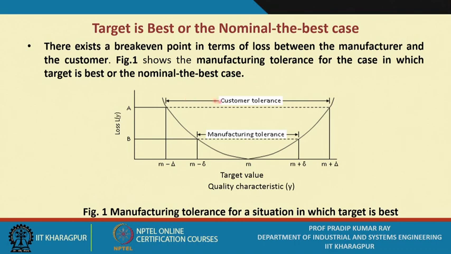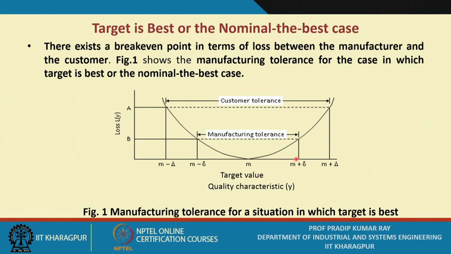So you, as a designer, specify this customer tolerance. Now you also try to define the manufacturing tolerance. What is the manufacturing tolerance? At a distance of plus small delta from the nominal value m, you have m plus small delta, which is the upper manufacturing tolerance, and similarly at a distance of minus small delta from m, that is m minus small delta, you have the lower manufacturing tolerance limit.